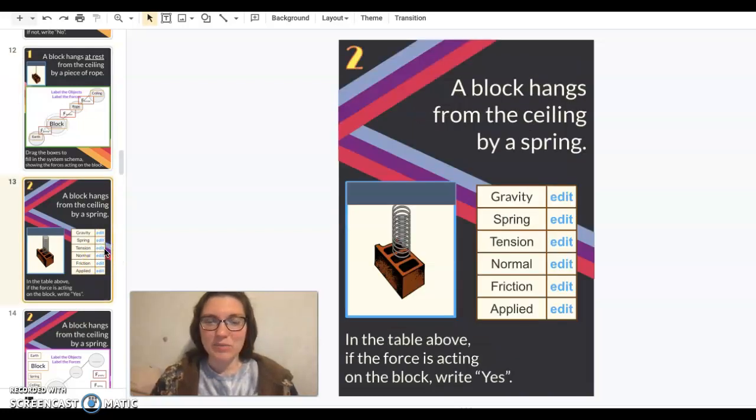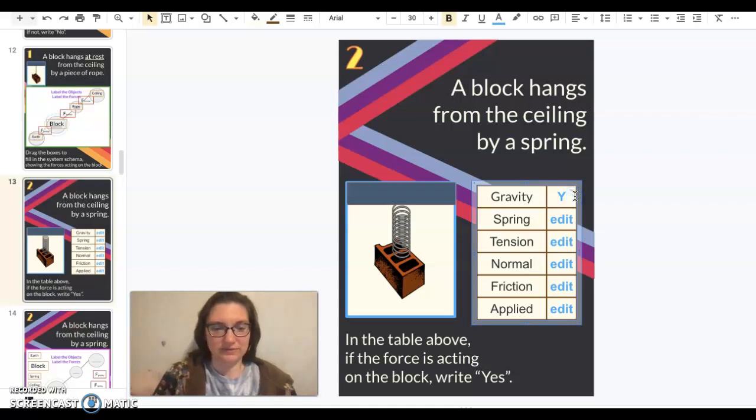Here's the next one. A block hangs from the ceiling by a spring. So is gravity a thing here? Yeah. Is spring force a thing here? Yeah. Is tension a thing here? No, because it's that spring force. Nothing is tight here. There is no normal force. It's not being supported by anything. It's just hanging from that spring. There is no friction here, and there is no applied force there. So just gravity and the spring force.